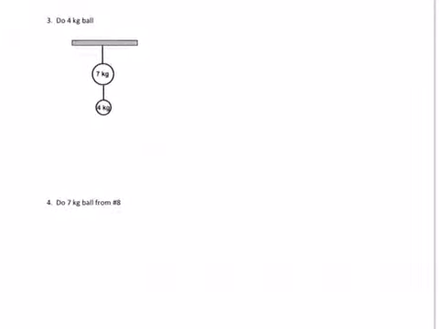So number 3, we have a 7 kilogram object and a 4 kilogram object that's being suspended by a string. So we're just going to draw the force diagram for the 4 kilogram object. So again, it's motionless just like the previous example. We have Earth pulling down on this object. And the only thing that's in contact with this object is just the string above it.